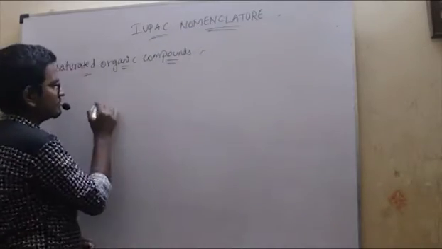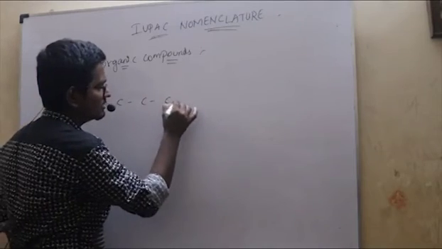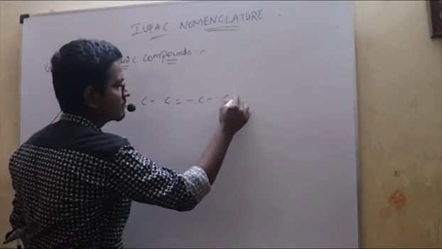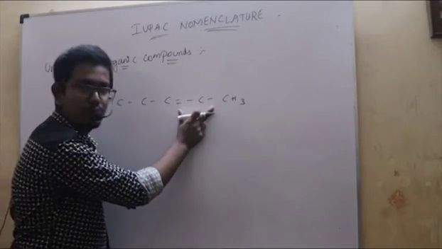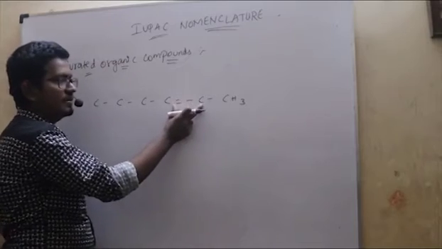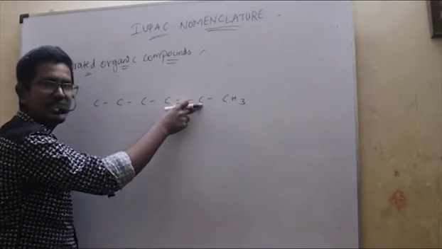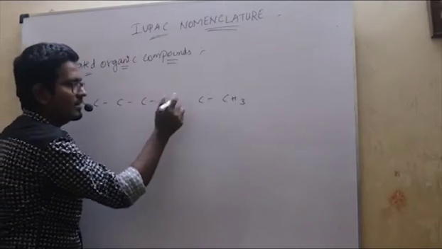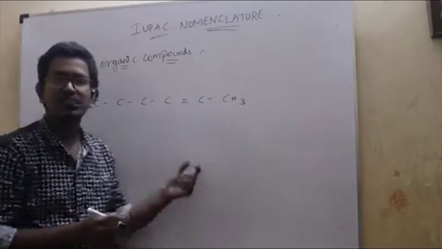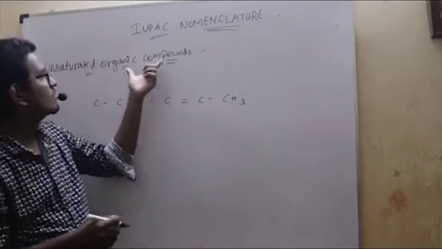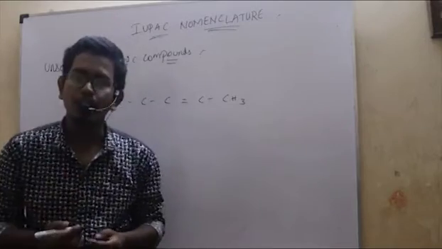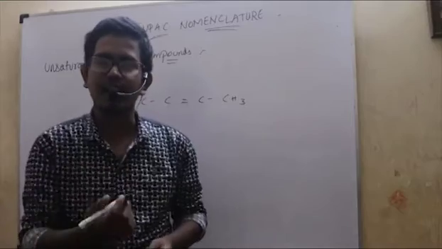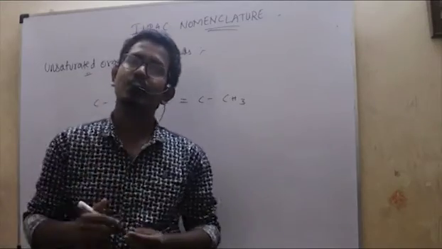You can see here C bond C bond C bond C, double bond, C bond C. I wrote a compound. In this compound, between adjacent carbons at some point, you can see the double bond. You can see the double bond, right? This double bond indicates that it is an unsaturated organic compound. So whenever a double bond or a triple bond is present in a compound, we have to understand that the given compound is an unsaturated organic compound.